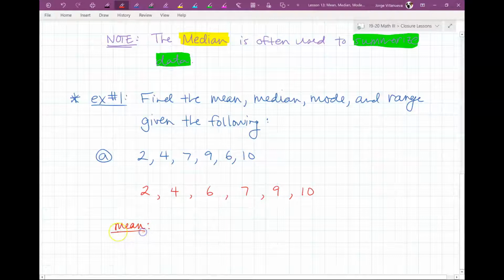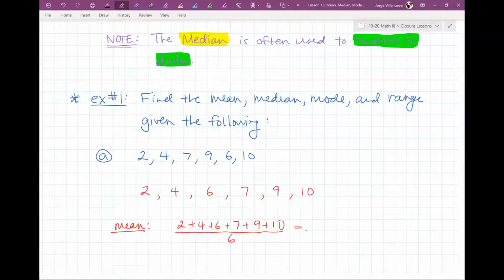So the mean is to add all the numbers. So 2 plus 4 plus 6 plus 7 plus 9 plus 10. And we're going to divide it by 6. So I'm going to go ahead and add these up. 2 plus 4 plus 6 plus 7 plus 9 plus 10 equals 38. And I'm going to divide that by 6. And I get approximately 6.3. We'll just stop right there. About 6.3. We'll round it to the nearest tenth. So there's my mean.